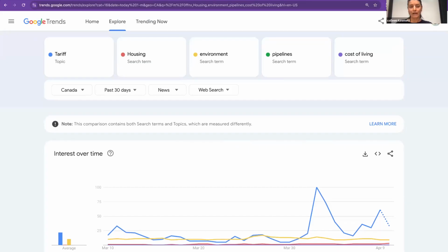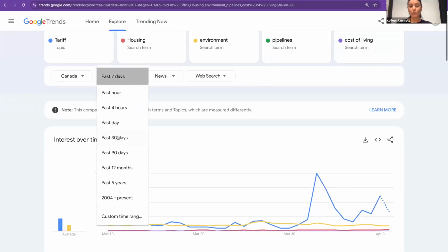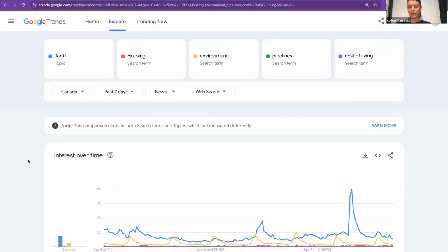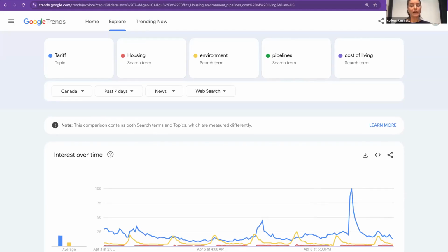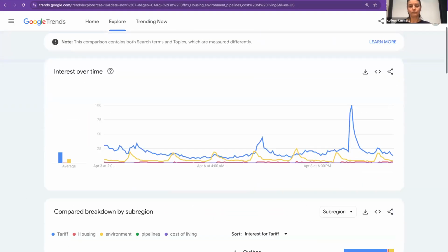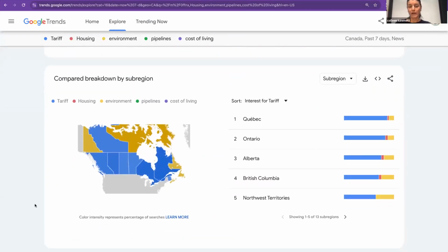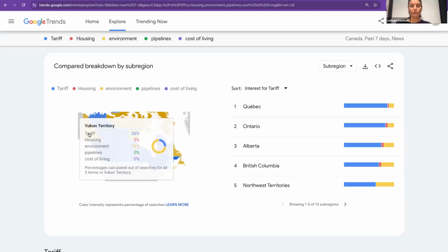So again, let's change this to since the past week, because there have been a lot more candidate appearances in the past week. So we see here tariffs are still kind of dominating search interest. We can see a breakdown of search interest, so more search interest in the environment in the northern regions.